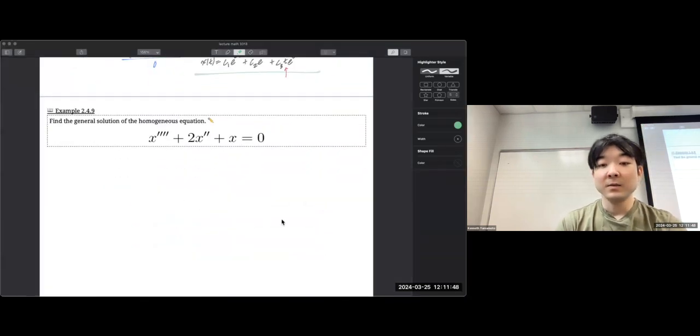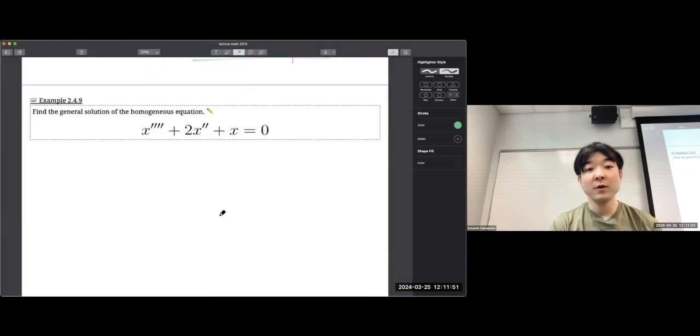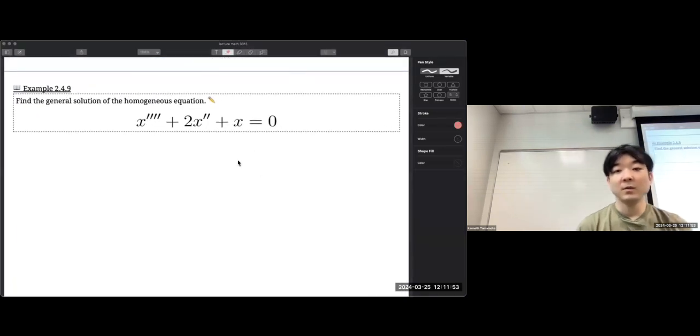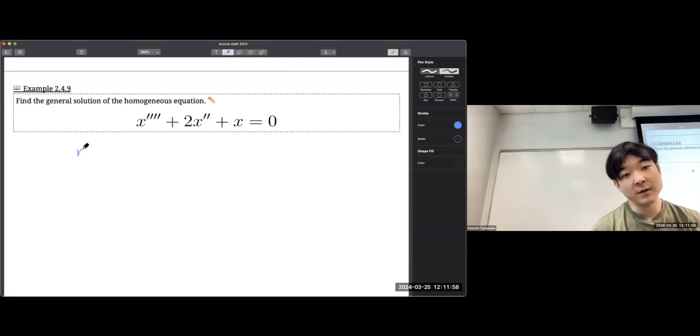Let's look at this one. So this one's a fourth order one. So we'll build the characteristic equation immediately by just using r to the fourth plus 2r squared plus 1 equals 0. This factors to r squared plus 1, squared, actually. If you were to FOIL this, it would be r to the fourth plus 2r squared plus 1. Yeah, this will be how it factors.